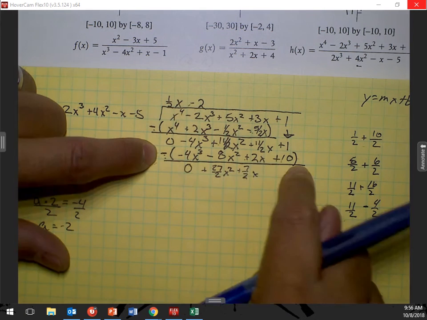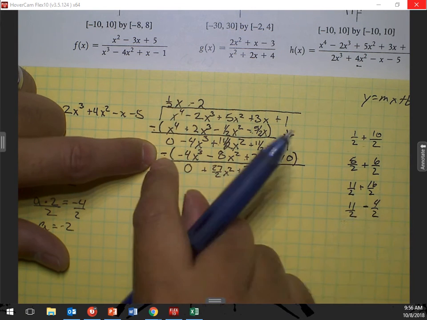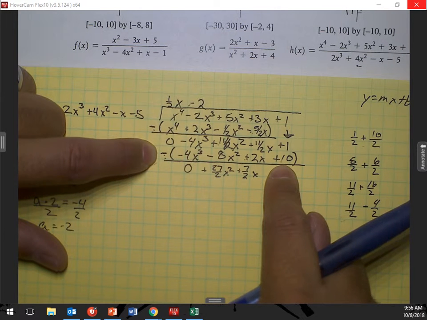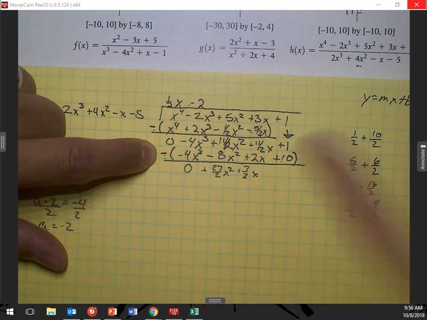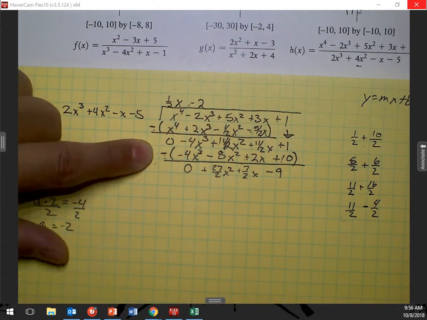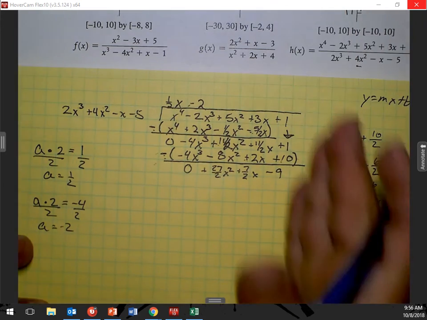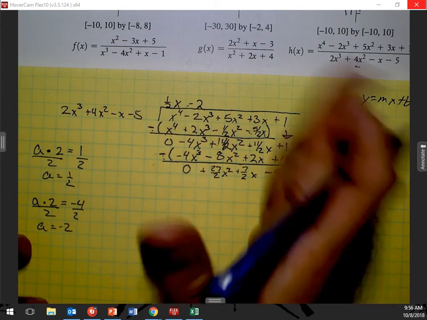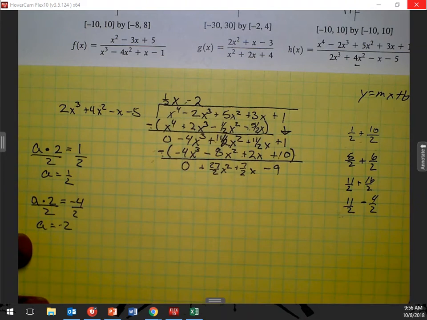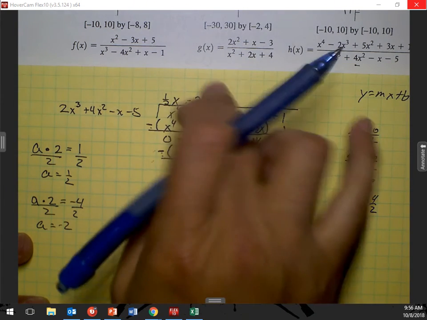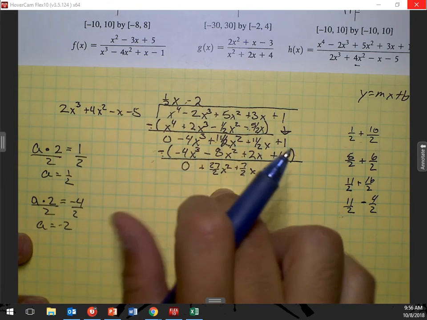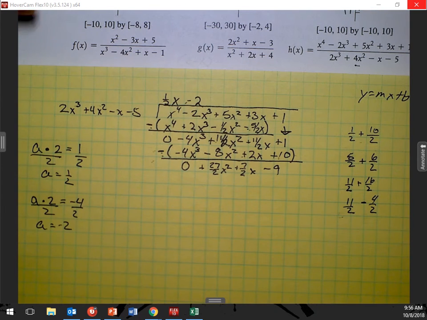I have a positive and a negative, so that makes it a negative. So that's going to give me a negative 9, right? Since I don't have any more here, this is my leftovers. Okay? I know my equation is going to be right here. So, by dividing it out, I'm going to have this as my remainder.